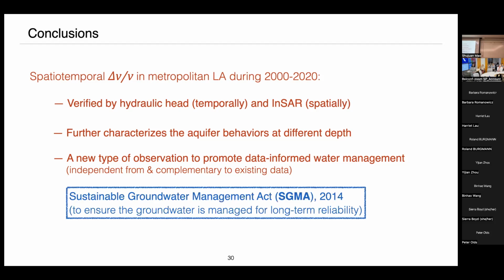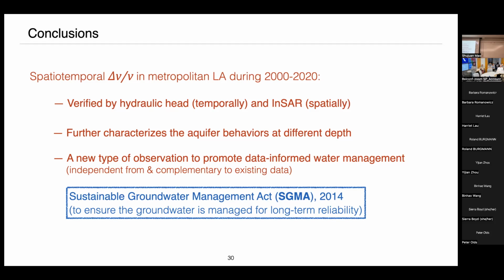One particular point I also want to mention is that in 2014, California passed this historic legislation called the Sustainable Groundwater Management Act, or SGMA. SGMA was enacted to make sure that the groundwater is managed for long-term reliability. So it sets forth a statewide framework where the California Department of Water Resources provides grants, data sets, and scientific analysis to the local water agencies in order to develop and implement groundwater sustainability plans and projects.